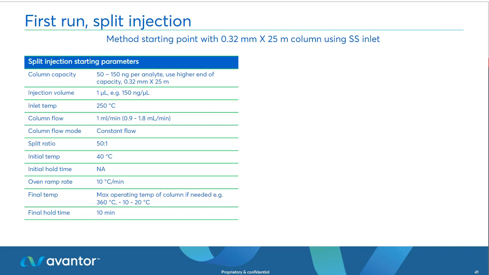Final temperature of the oven, we tend to go for the maximum temperature of the column if needed, then minus 10 to 20 degrees. We don't want to exceed that maximum column temperature. And then the final hold time, just as a start, is 10 minutes. And this allows all the analytes from the sample to elute.